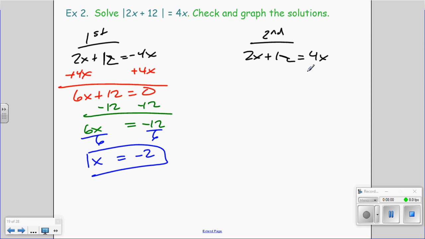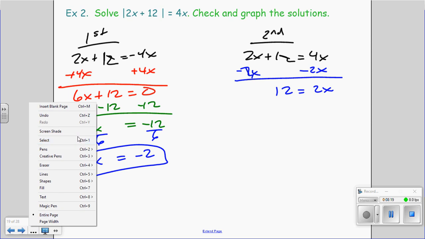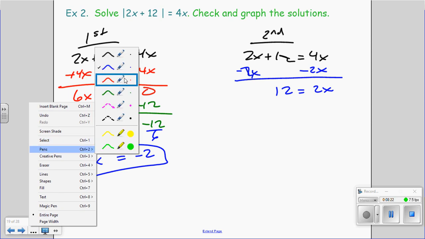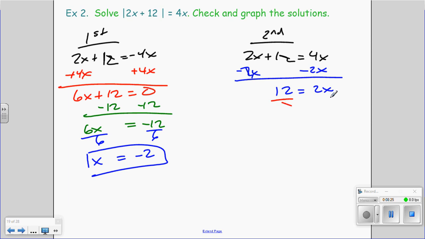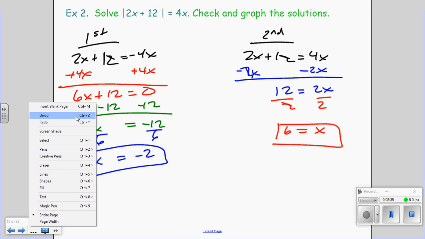All right, over here, since 4x is larger, we're going to subtract 2x. And that leaves you with 12 is equal to 2x. Then we'll divide both sides by 2. And you're left with 6 is equal to x. Now let's check both solutions to see which ones satisfy the original equation.